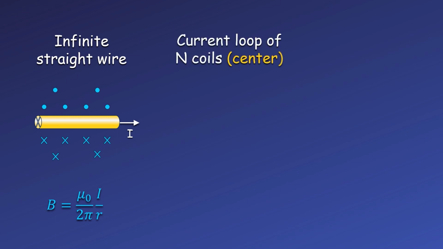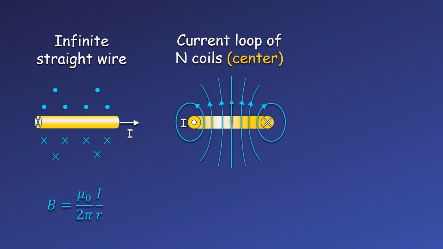We're also interested in the field from loops of current formed by taking our wire and wrapping it into some number of n coils. The field inside this loop depends on n, the number of coils or complete turns made by the wire, as well as the radius capital R of the loops themselves, and of course the current.